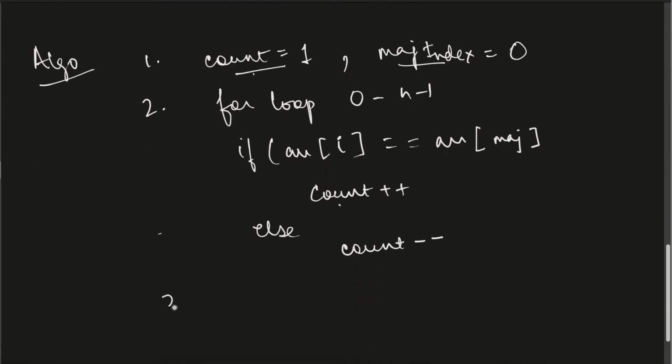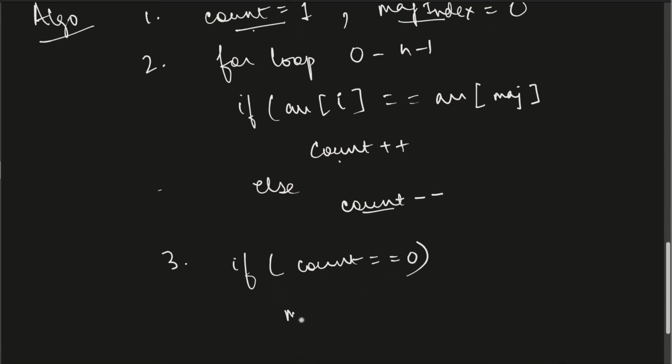This is the second step. And finally, if the value of this count becomes 0 at any given point in time, we will reset the value of this majority index to whatever the current index is, that is I, and the count will also be reset to 1. Meaning we're just bringing it back to whatever state it was at the beginning of the array.